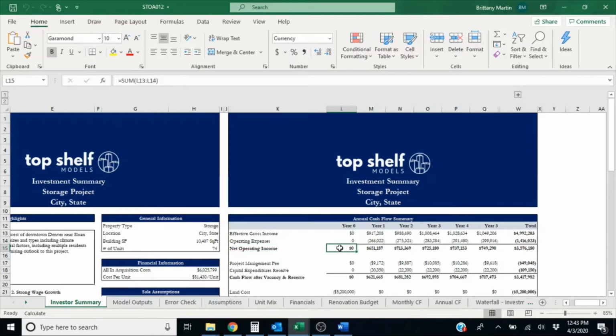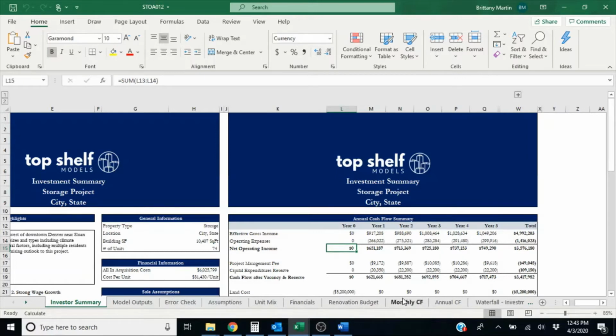So the calculation for NOI, or net operating income, is taking the effective gross income and subtracting out any of the operating expenses. As you see, this is adding together because operating expenses are shown as negatives.